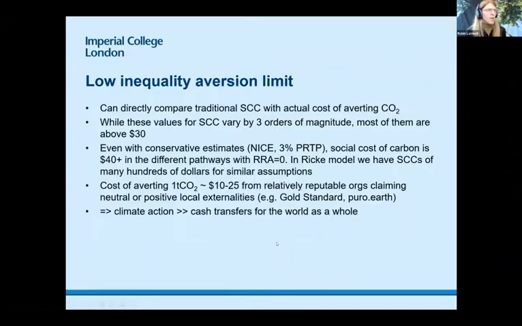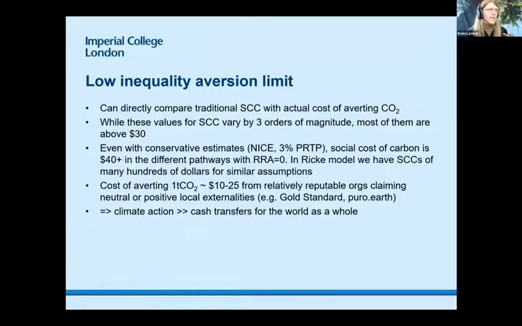So in the low inequality aversion limit, which to us is a special case, it's actually what most people are doing when they are doing this model because they simply didn't include inequality aversion in the first place. You can simply compare the value of SCCs with the cost of averting a ton of CO2. Usually you can find means of doing this. So you'd simply say, even in these quite conservative models, you're talking $40+. And of course, we've seen $100+ social cost of carbon today. In the RICE model, you also get $100 under very similar and quite conservative assumptions.